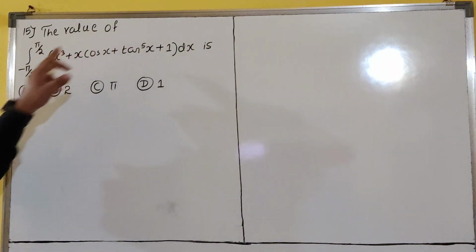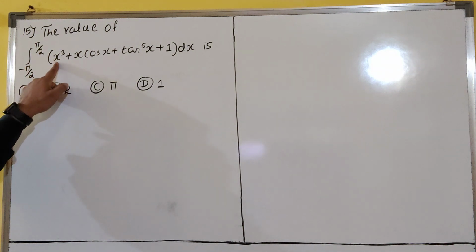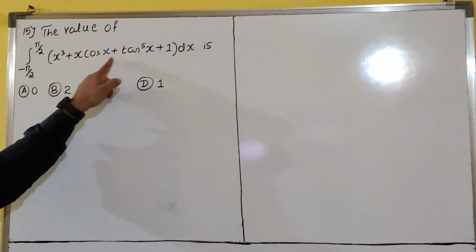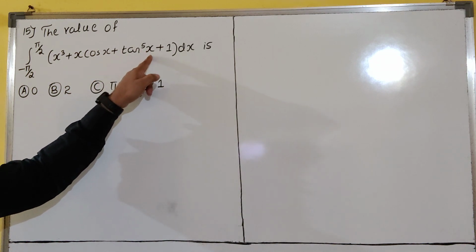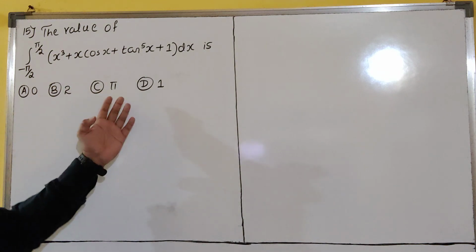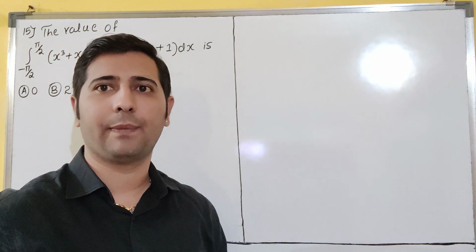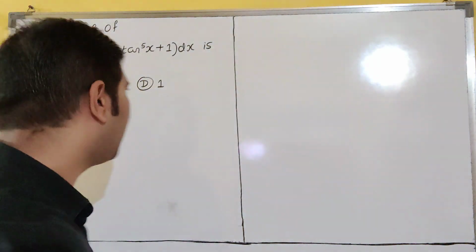The value of the integration from minus pi by 2 to plus pi by 2 of x cube plus x into cos x plus tan raised to 5 x plus 1 dx is. They are given again 4 options. We have to check which is the correct one. This is a different question. Really different question. So now see here.